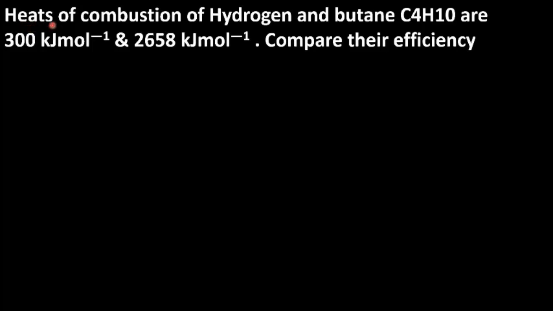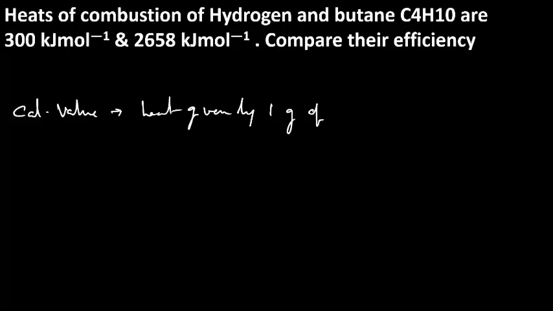Let us do one more problem. Heats of combustion of hydrogen and butane are 300 kilojoule per mole and 2658 kilojoule per mole respectively. Compare their efficiency. So how do we compare the efficiency? By comparing the amounts of heat liberated by the same amount of substance. So here we can take the calorific value. Calorific value means heat given by 1 gram of the substance.